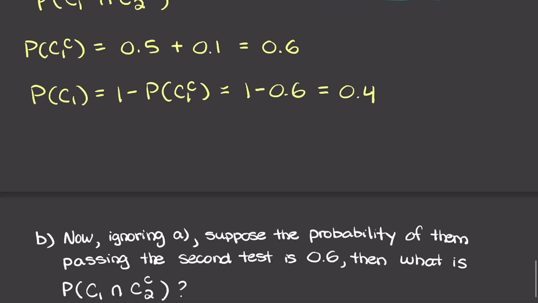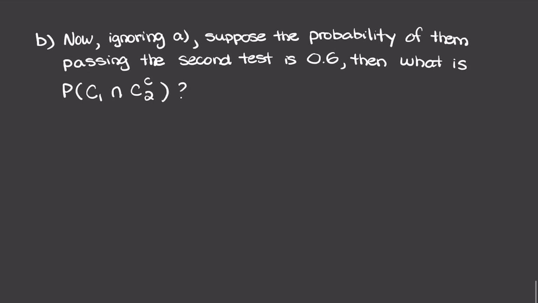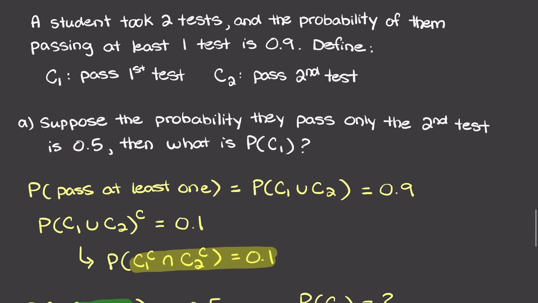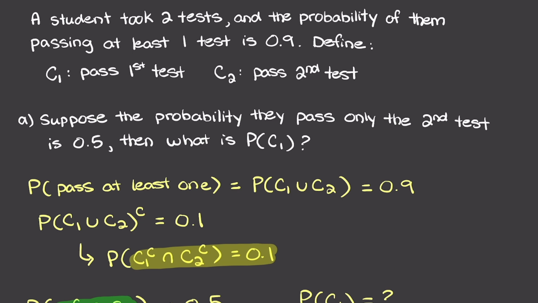Now, there's another part to this question. So now let's ignore part A. And now let's suppose the probability of them passing the second test is 0.6. Then what is the probability of the intersection between C1 and C2 complement? So let's again write down what information we know, which is already what we stated to begin with. We can't use the information in part A, but the question did say that the probability of them passing at least one test is 0.9.